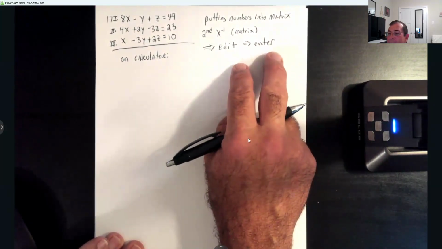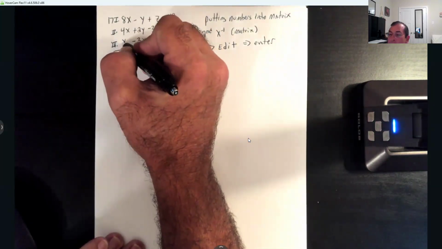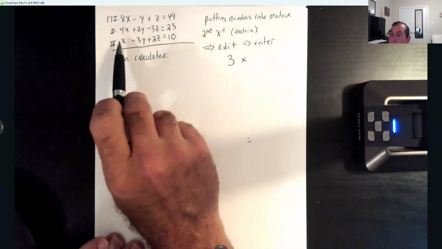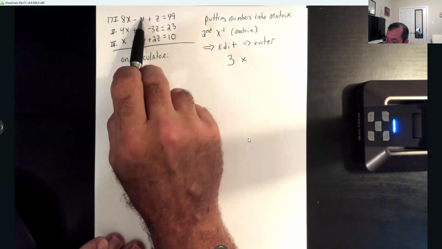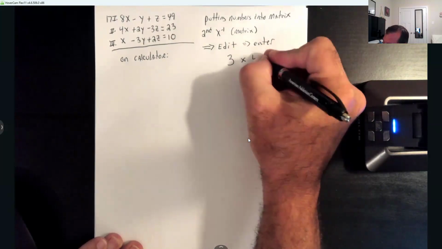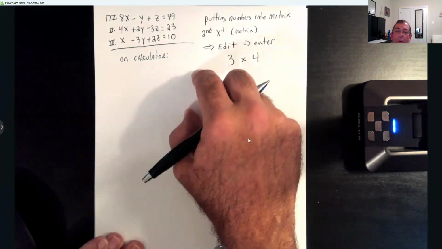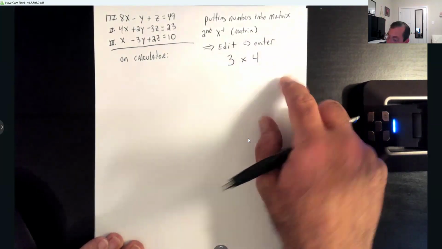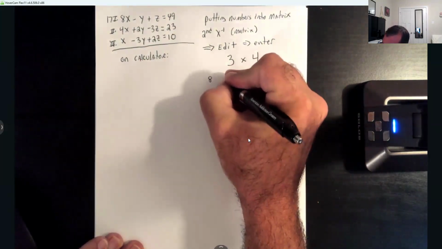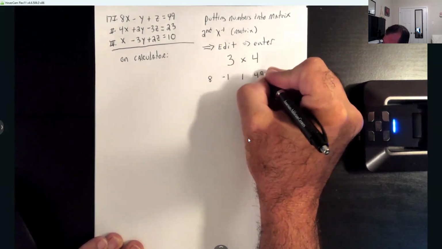First, we got to tell it, how big is this matrix? Well, y'all, this one has 1, 2, 3 rows. So that's going to be a 3 by how many columns we got? We got 1 column, 2 columns, 3 columns, 4 columns. So we'll do a 3 by 4. When we do that, it's going to put 12 boxes out there. And all we're going to do is put in the numbers. We're going to put in an 8, a negative 1, a 1, and a 49.